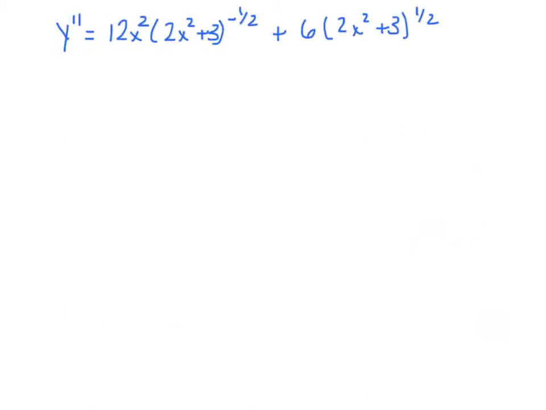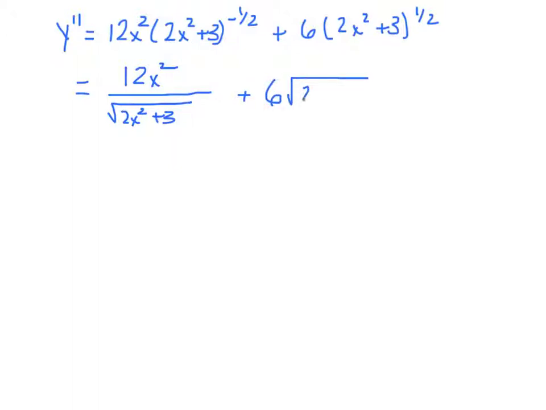So while some of you might think this is a perfectly acceptable second derivative, we really need to simplify this expression to get an idea of what this function is really all about. And the first thing we do is go ahead and write it in radical form. This first term would be 12x squared over the square root of 2x squared plus 3. And the second term is going to be 6 times the square root of 2x squared plus 3.